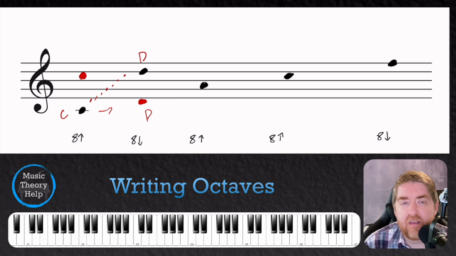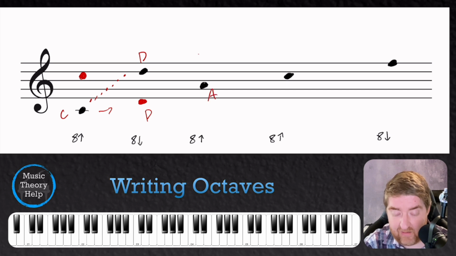Notice that with these octaves, of course, as we said before, pitches that are an octave apart share a letter name. Also, it's important to notice that one is on a space and one is on a line. Pitches that are an octave apart, one will be on a space, one will be on a line when we're talking about the same clef. It's a good visual way to recognize octaves.